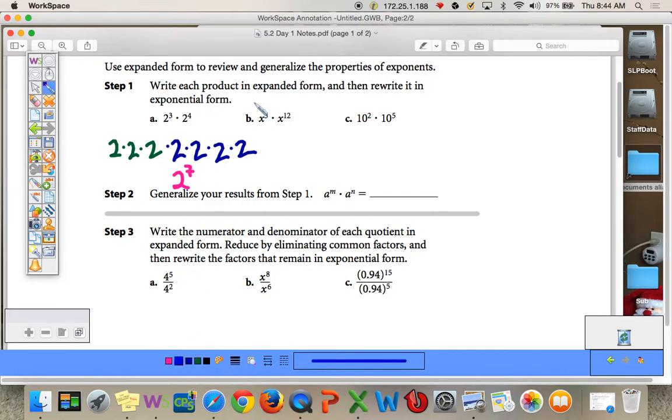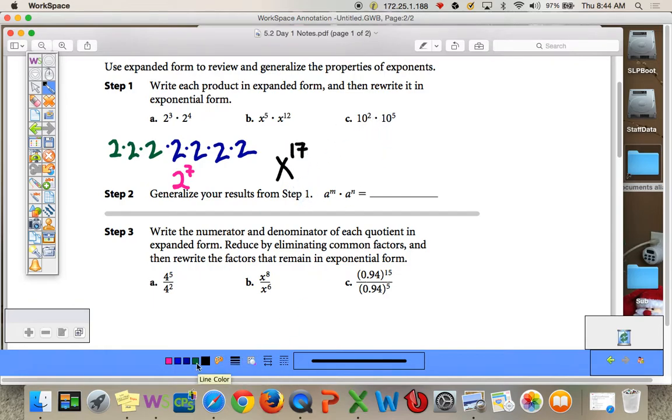Let's try the next one. The next one we would have 5 x's and we would have 12 x's. So you could expand it by writing it all out. Or another way, the shortcut is we would have the base of x, and then if you look at the exponents, like here, 3 and 4, we could add them together to get the 7. And so for here we could have 5 plus 12 and we could add them together to get 17.